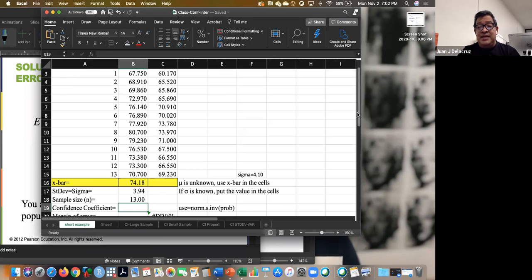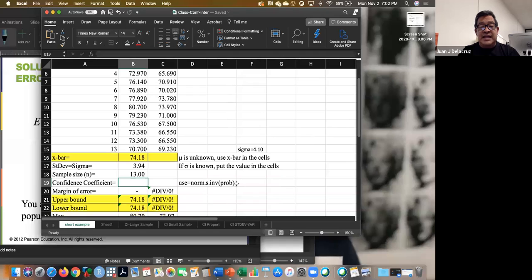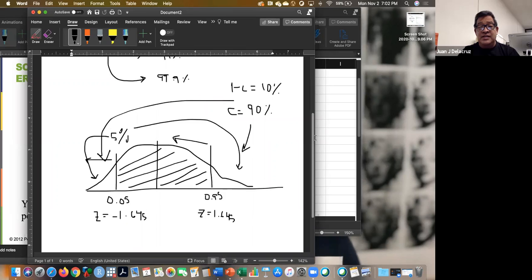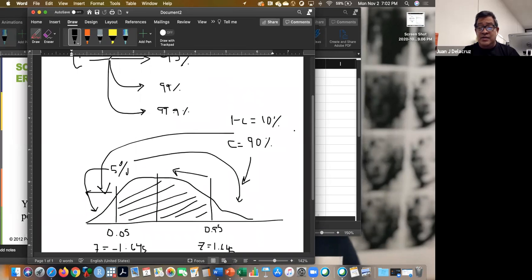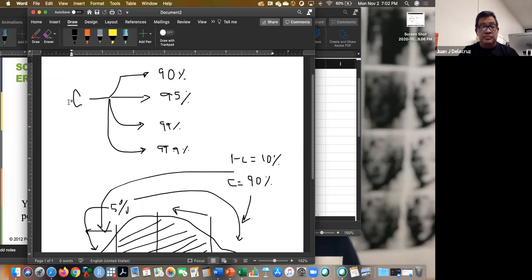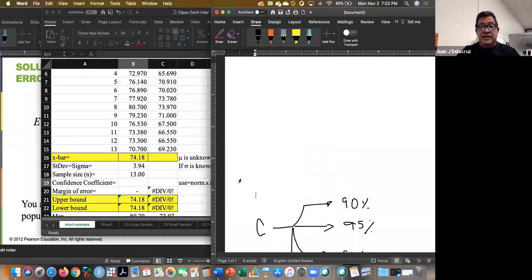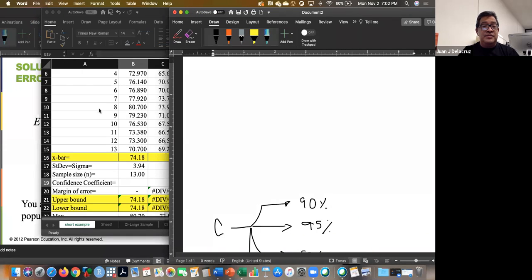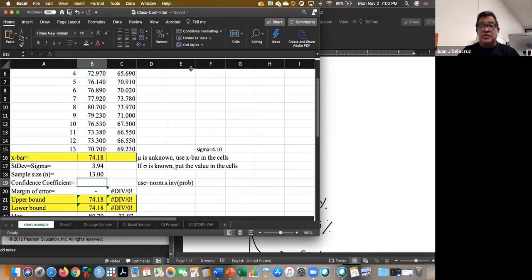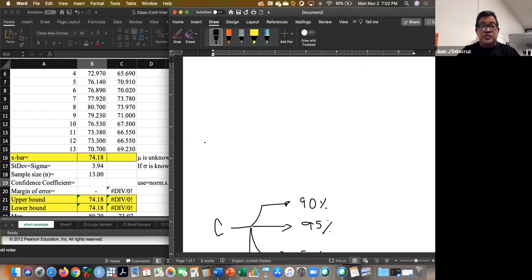Once again, here we have the NORM.S.INV function that we are going to use. Remember, we were doing the 95%. I guess that was the first thing that we did. I think I erased it, but anyways, we can do it again. So remember, we have the 95% confidence interval.